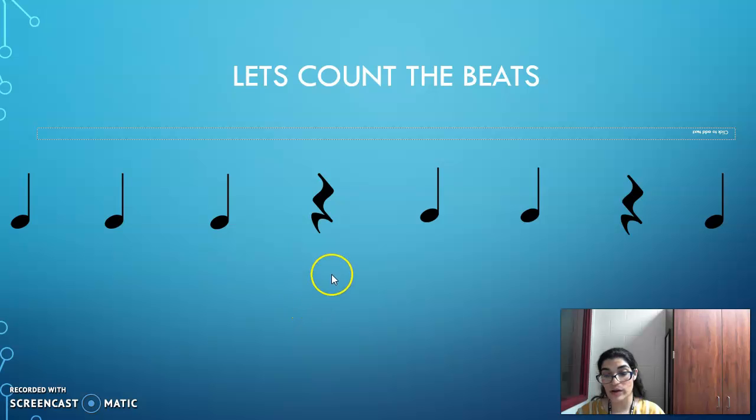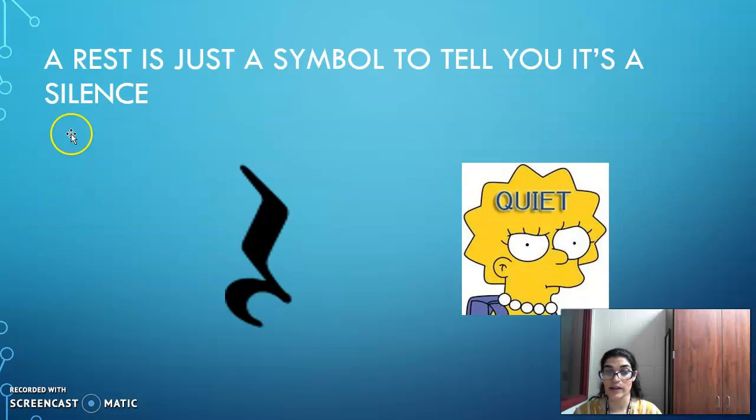You can also go ahead and whisper the counts. Let's try whispering the counts this time. Ready? Here we go. 1, 2, 3, 4, 5, 6, 7, 8, stop. Very good. Whenever we see a rest, we're going to go ahead and say that number, but in a whisper voice now. And again, a rest is just a symbol to tell you it's a silence, meaning quiet.